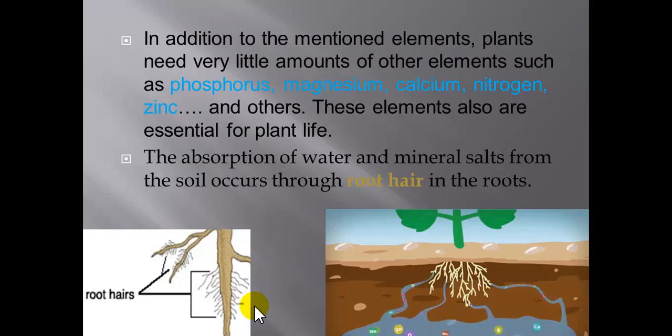In addition to these elements, plants need very little amounts of other elements such as phosphorus, magnesium, calcium, nitrogen, zinc, and other elements. These elements also are essential for plant life. The absorption of water and mineral salts from the soil occurs through root hairs in the root. Roots absorb water and mineral salts. Root hairs extend from the root.